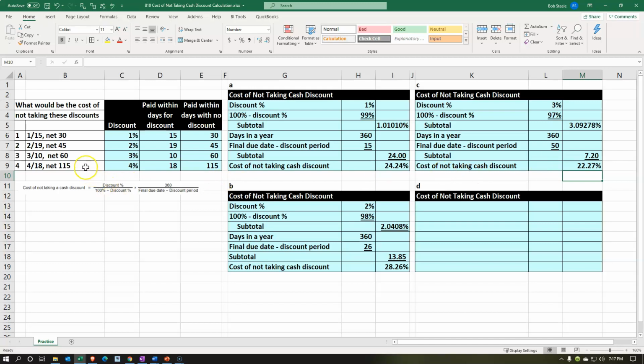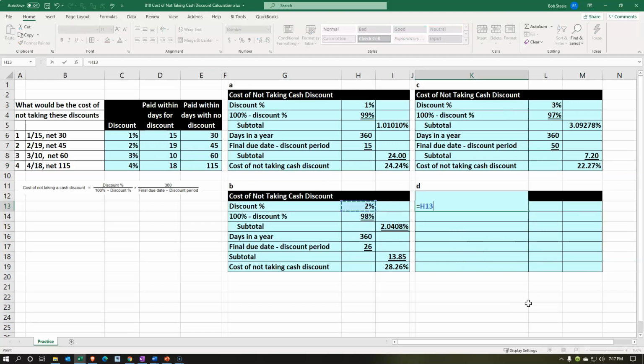Let's do it again. We have a bit more of an extreme example here, a higher discount rate, but we're going to pay within 18 days, and then you got a much longer period before the final due date, which is going to be that 115 days. So let's do the same thing. I'm going to say this equals the discount percent. I'm going to format that all the way down. We're going to highlight this or autofill all the way down.